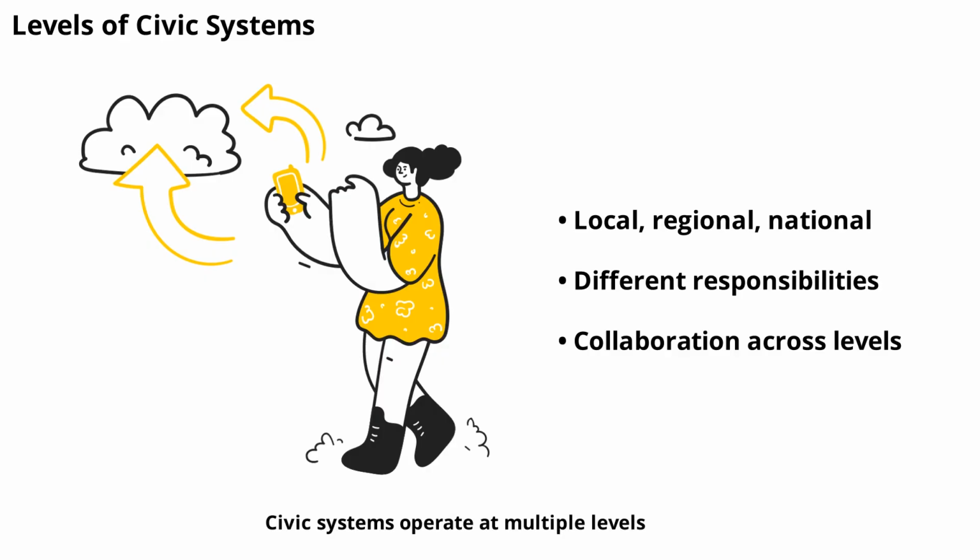Civic systems operate at multiple levels, from local neighborhoods to entire nations. At the local level, city councils and municipal agencies address issues like zoning, public safety, and local infrastructure. Regional or state governments handle broader concerns, such as transportation networks and environmental protection. At the national level, federal institutions set policies that affect the entire country. Each level has its own responsibilities and powers, but they often work together to address complex challenges. Understanding these levels helps citizens know where to turn for specific issues and how to get involved.